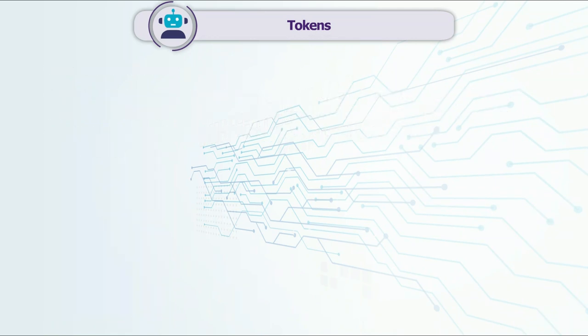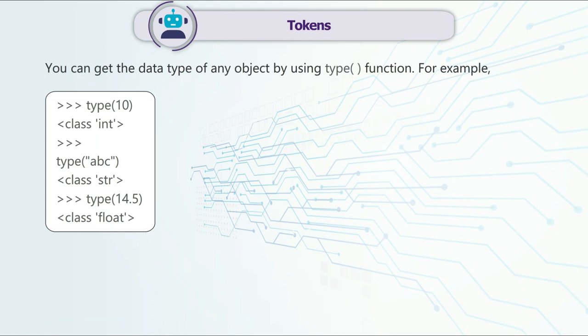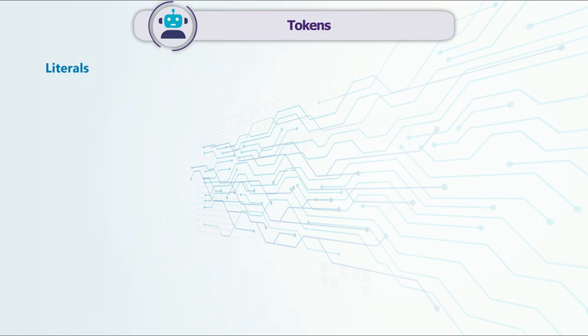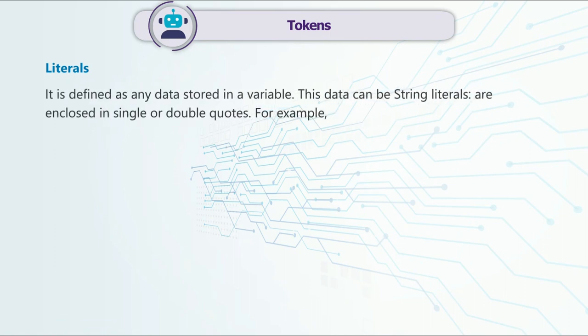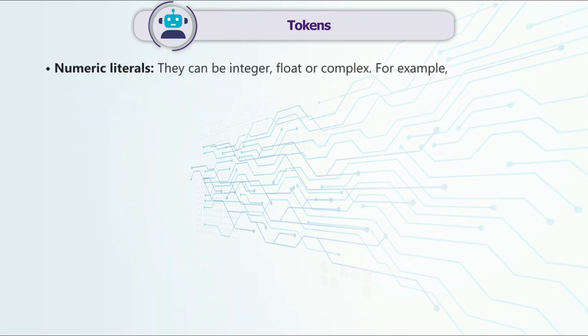For example, you can get the data type of any object by using the type function. Literals are defined as any data stored in a variable. This data can be string literals, which are enclosed in single or double quotes. For example, "Hello", 'Python'. Numeric literals can be integer, float, or complex. For example, 14, 20.5, 2+5j.